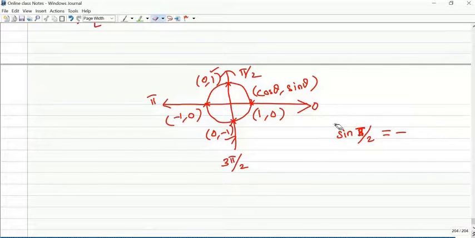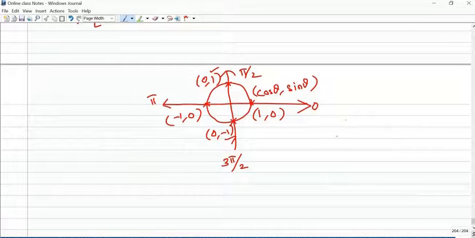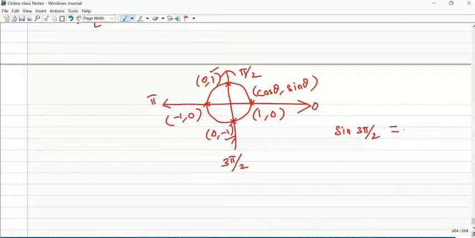Just 1 minute, and reverse side I'll show you. Sin 3 pi by 2, that is minus 1. Okay, so that will be equal to minus of sin pi by 2. Correct? Sin pi by 2 value is 1.